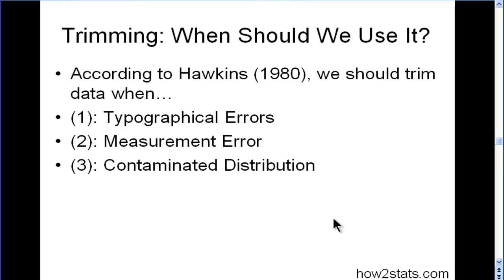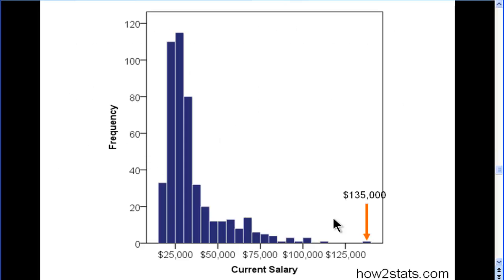And the other one is a contaminated distribution. So you only want to look at data from a particular group level. Let's just say mid-level managers, and for whatever reason a senior manager is actually in the sample, and it's skewing the distribution, and they're actually an outlier. In those cases, you would feel comfortable just removing them from the data set.